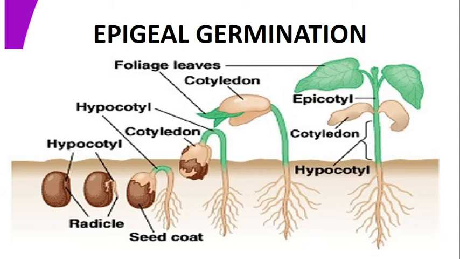Hypocotyl is the region between the cotyledon and the radicle. So during epigeal germination, the hypocotyl lengthens. And you can see the hypocotyl, which is marked by the color green, it lengthens, carrying the cotyledons above the ground.